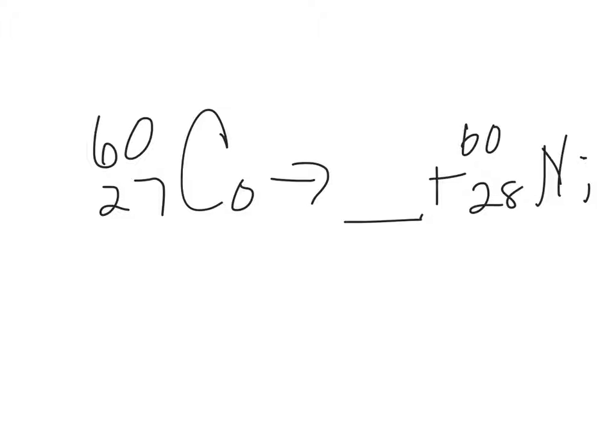So if this was your equation, what would be on top? A 0, because 60 and 0 will give you the 60. What about the bottom? Negative 1. And when you have 0 with a negative 1, that's going to be your particle. So it's going to be the E. Very good. Okay. And that's it.